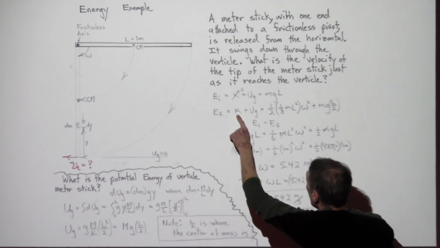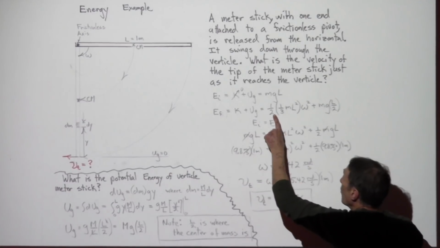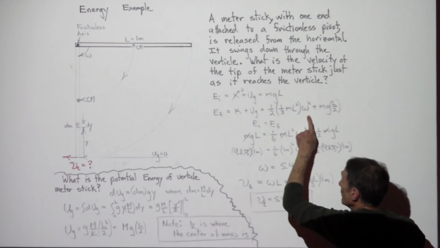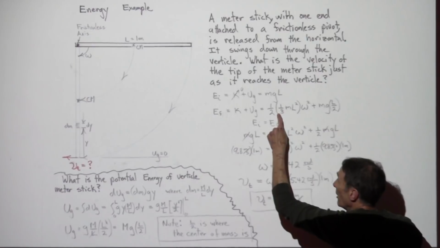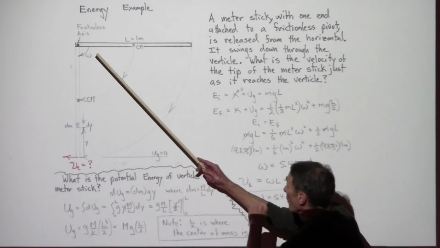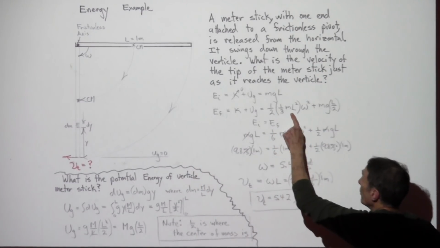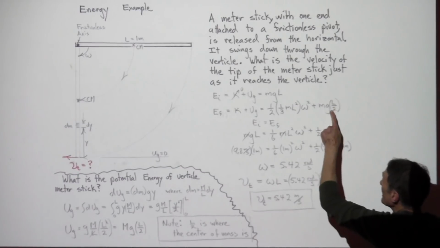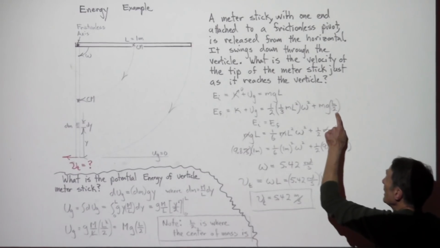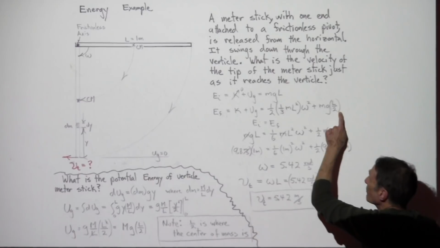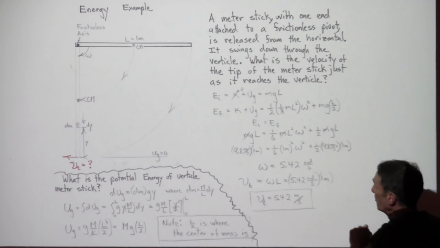It's spinning, and it's going to be 1/2 I omega squared. We just got done looking at the moment of inertia of a stick rotating around its end. That's the 1/3 ml squared. But its potential energy is mgh, and its h is L over 2. So again, that's the tricky part.